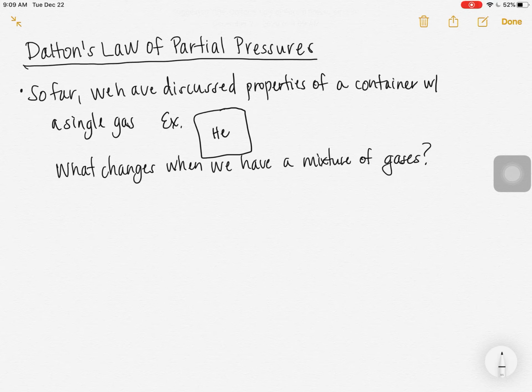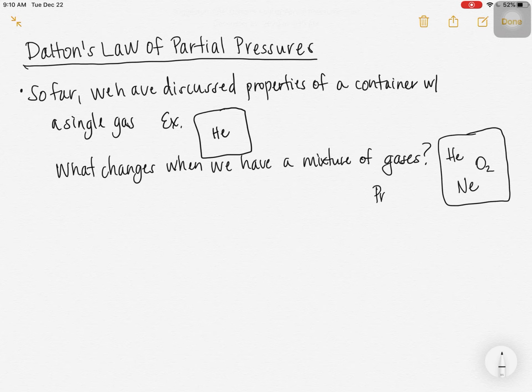of gases instead. So let's say that the container I'm working with now is helium and oxygen and neon, we'll just say. Okay, so it's a mixture of all three. So the big thing that's going to change in this case is the pressure.